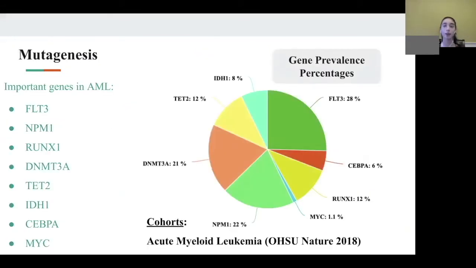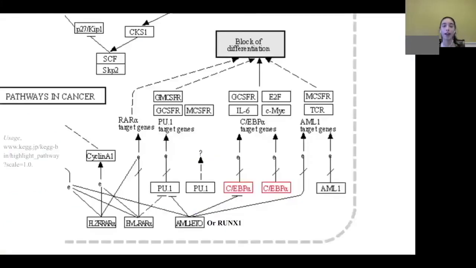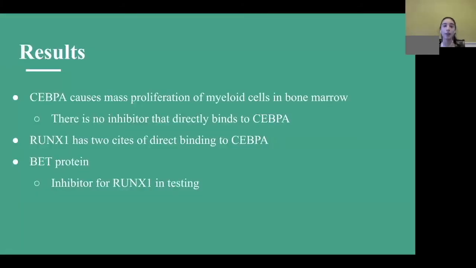Here's a list of some of the most prevalent genes in AML and a pie chart comparing them all together. Again, I went to the KEGG database and found a pathway where AML1 or RUNX1 directly binds to the CEBPA gene. Through this pathway, I looked into RUNX1 and its downstream target CEBPA. This leads me to my result.